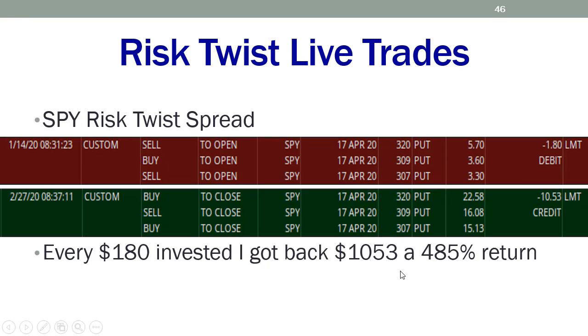The last trade I want to show you was actually another one that I took off specifically today. This one was put on right here, January 14th, and taken off today. It's $1.80 into $10.53. I've been talking about risk twist spreads till I'm blue in the face for years.